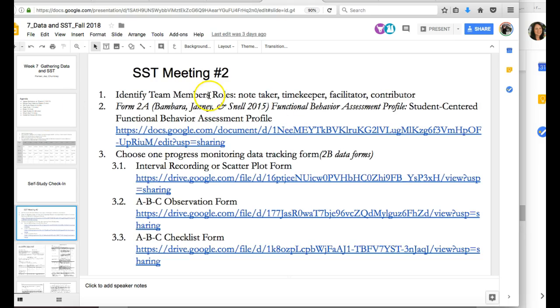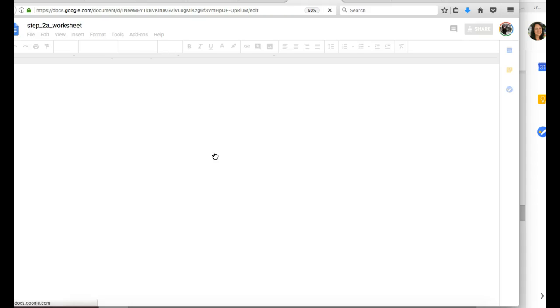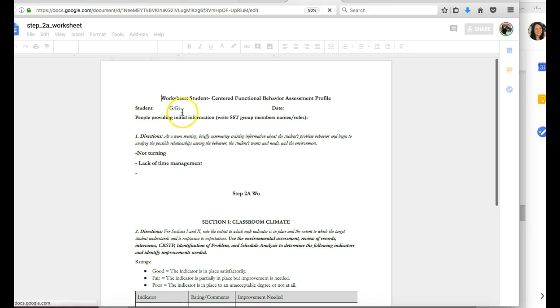We then moved on to identifying the team members' roles. Remember, we have a note taker, the person who's actually typing in the discussion, the timekeeper to make sure that we're being respectful of people's time, the facilitator, and the contributor. And so hopefully when people were presenting their case studies, and actually we saw this, so I know it happened, and going through and discussing who their case study child was.